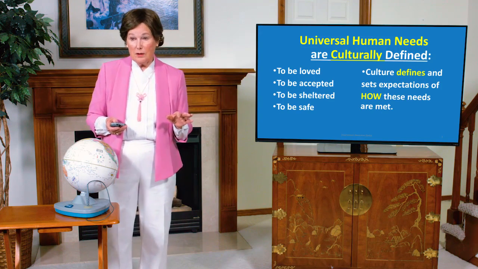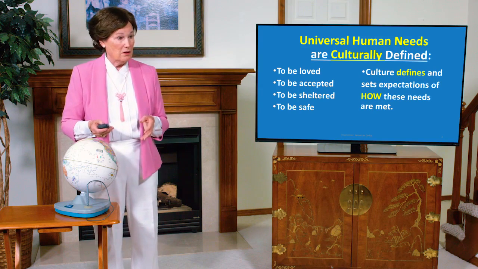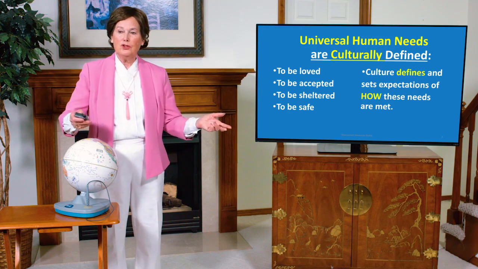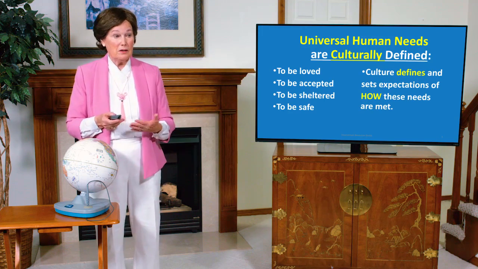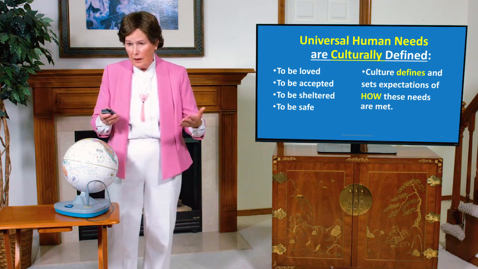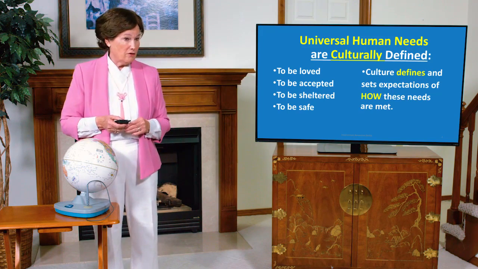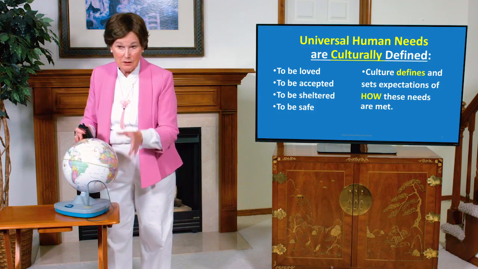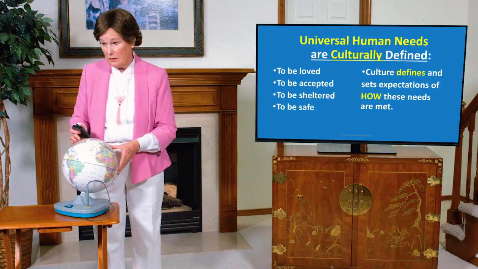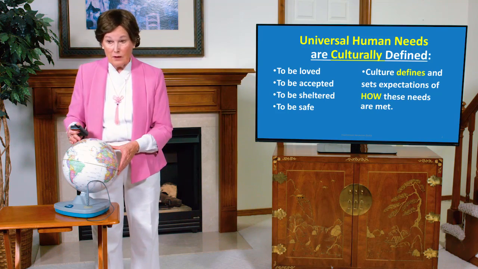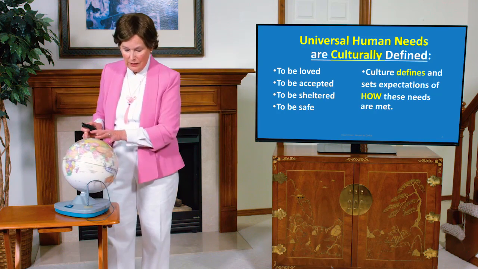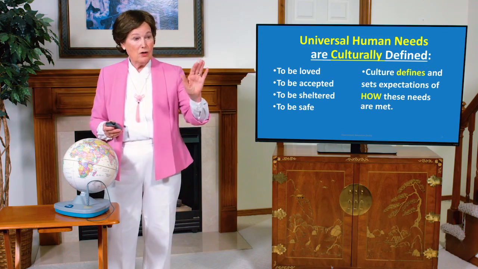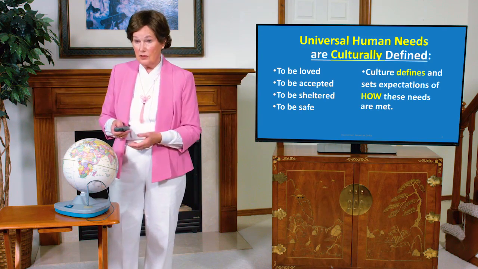Now, the shelter might be an igloo or a tent, a goatskin tent. It might be a house. But people, who shelters me as people? Family, extended family, tribe, ethnic group, and am I safe? Now, culture, remember, there's thousands of them because every language carries at least one culture. Some languages carry many cultures. So thousands of cultures are what define how these are met and the expectations.